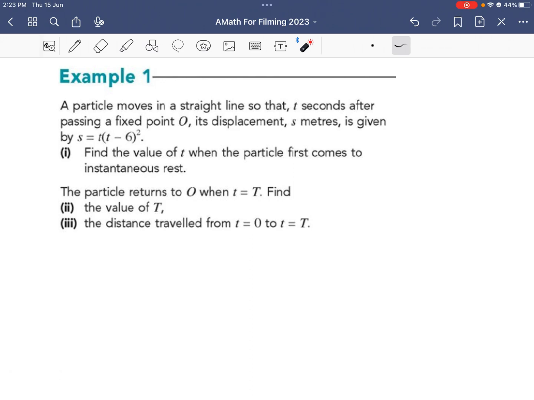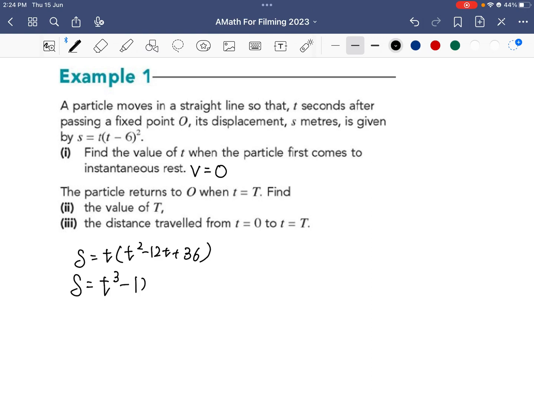Now just one example, example 1 for 18.1 first. In example 1, what we have here is this. Find the value of t when the particle first comes to instantaneous rest. Instantaneous rest implies that v equals 0. So first we start with s equals t times t squared minus 12t plus 36.